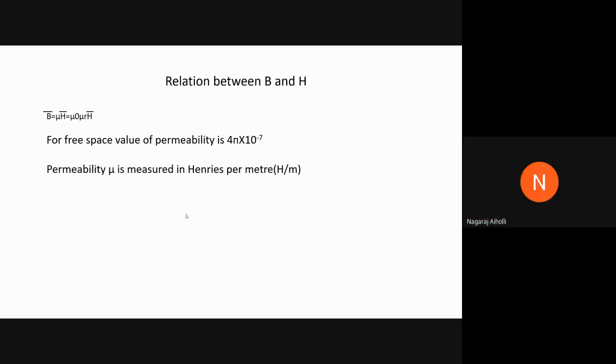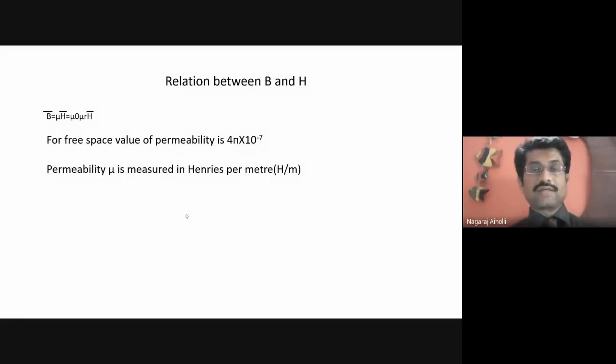Similarly, the relation between magnetic field intensity and magnetic flux density. B is magnetic flux density, H is magnetic field intensity. There is a clear difference between the two, right? Try to understand clearly the difference between flux density and field intensity. We know the definition by now, right? B is equal to mu into H, as D is equal to epsilon into E.